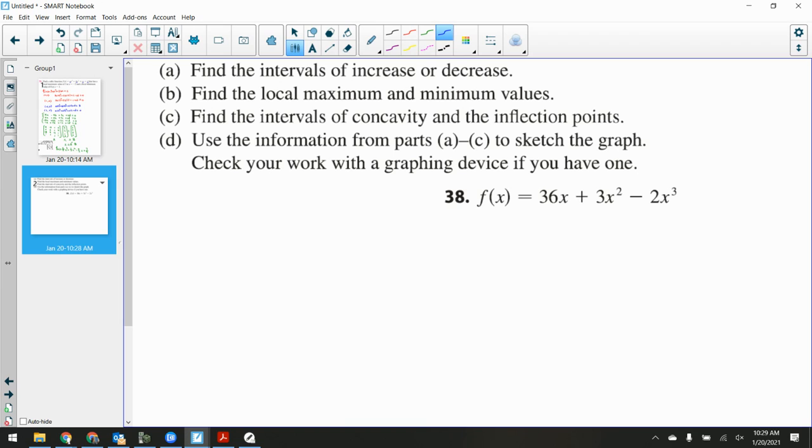38? That's the one we wanted, right? Yeah. So find the intervals of increase and decrease. Find the local max and min values. Find the intervals of concavity and inflection points. Use the information from parts A to C to graph. Check your work with the graphing device if you have one. I will tell you this right now on the quiz on Friday.